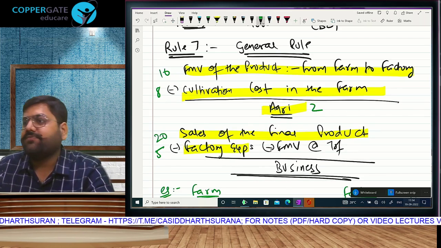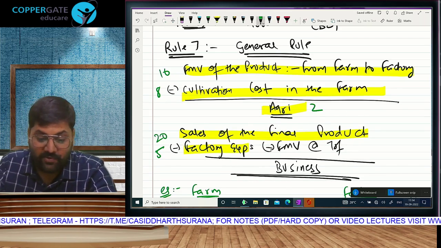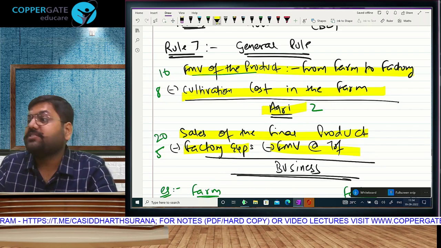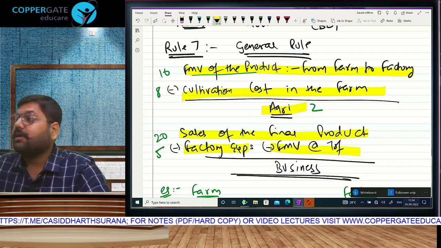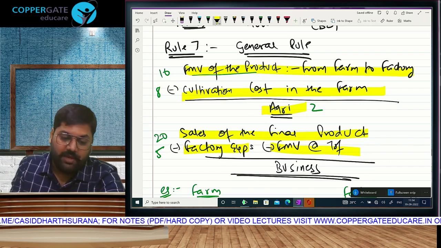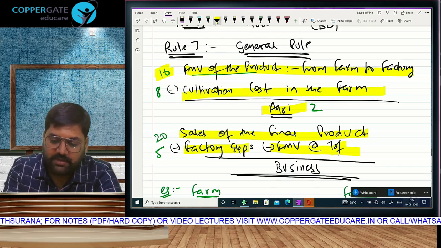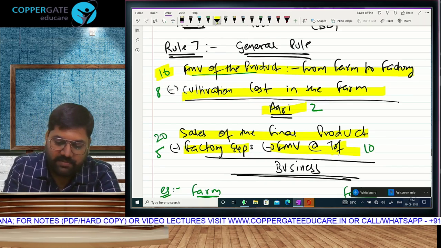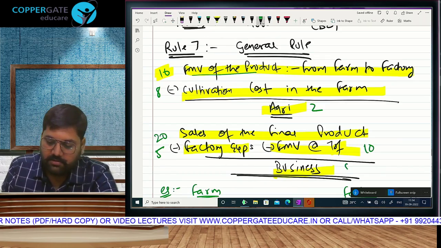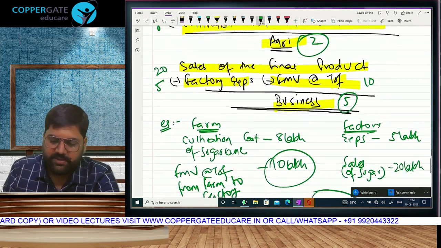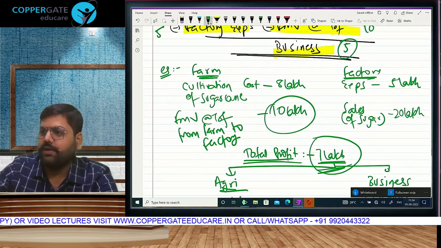The moment I shift my sugarcane to my factory, I have lost this opportunity. And that means that FMV, which at the transfer I could have got, becomes my opportunity cost. If I am taking that notional value as sales here, then I should also take that value as cost here. Accordingly, it will make my business profit. 5 and 5 and 2 together is giving us the same 7 profit, which otherwise also you are getting.